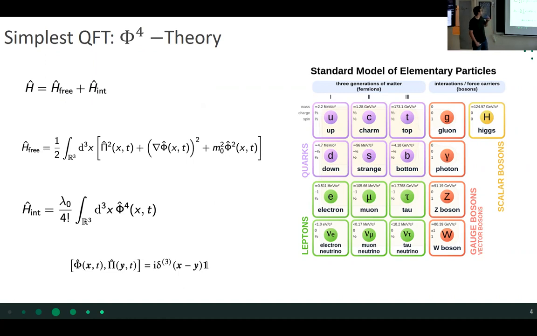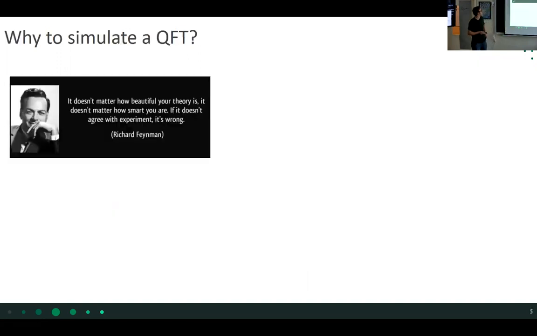It's given by this Hamiltonian. The Hamiltonian has a free part and an interacting part. The free part is just a quadratic term, which you can think of as a bunch of connected harmonic oscillators. And the interaction is a nonlinear term, which is the phi to the fourth, and the name comes from that. This is not a toy field theory, although it's the simplest field theory. It describes the Higgs boson in this table.